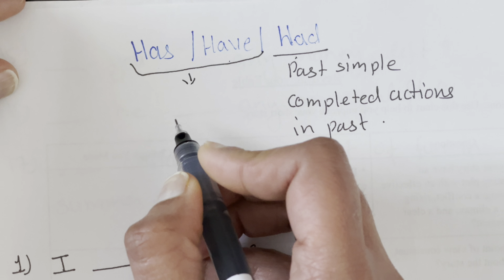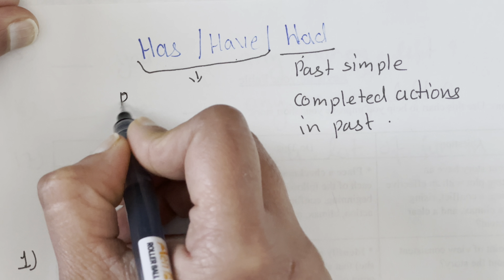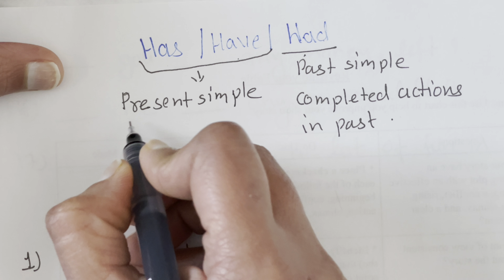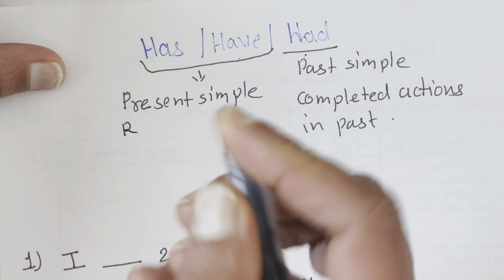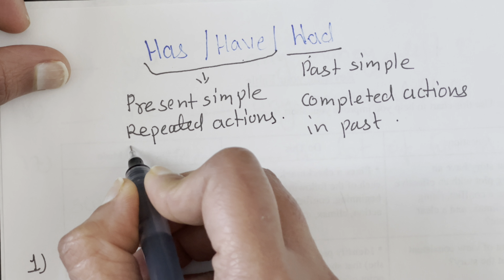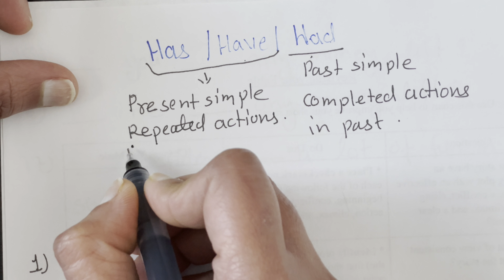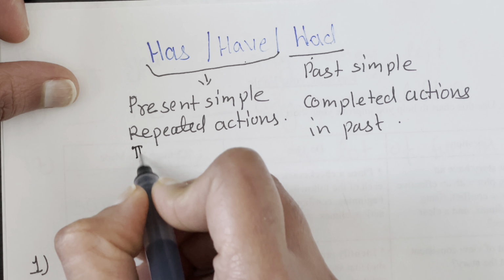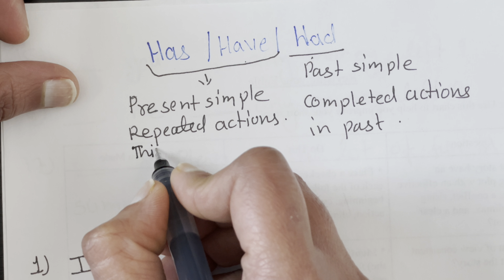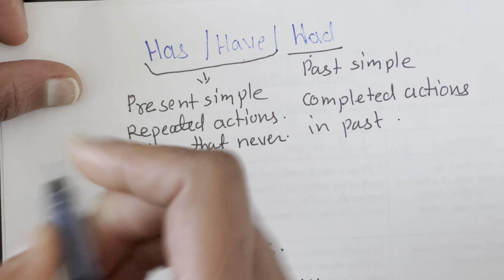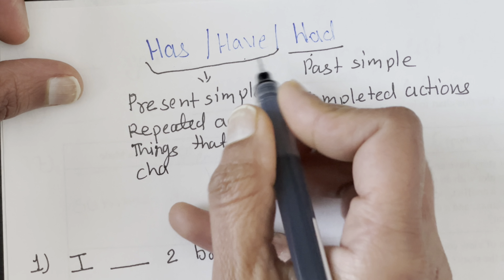Has and have we use in present simple, and we use them if the action is repeating itself, the repeated actions, and for things which are permanent or things which you cannot change, that never change. Okay, with those things we use has or have.